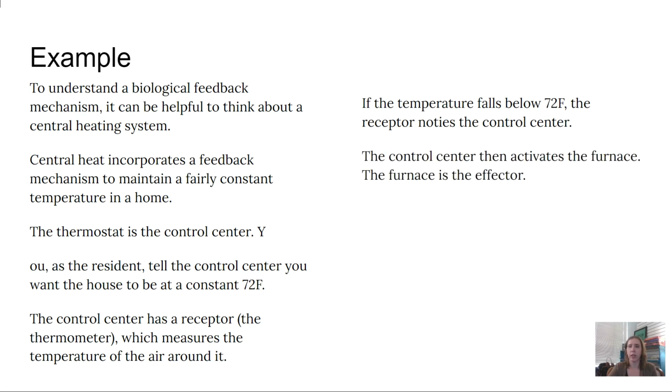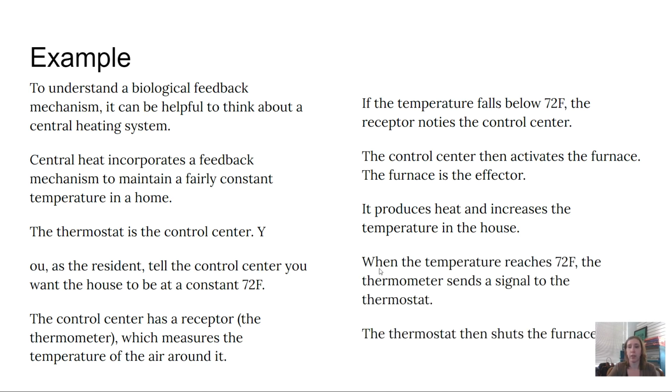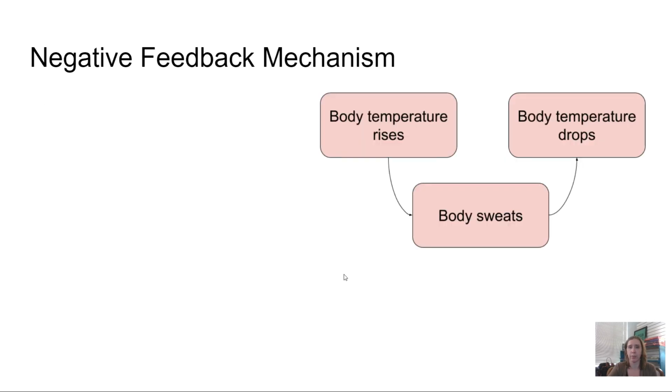The control center then activates the furnace, and the furnace is the effector. It produces heat and increases the temperature in the house. When the temperature reaches 72 degrees Fahrenheit, the thermometer sends a signal to the thermostat, and the thermostat shuts down the furnace. So, a negative feedback mechanism.